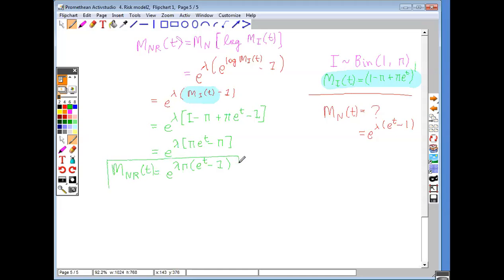So now I don't have any random variables, right? What does this look like? Anyone? Does this look similar to any of the MGFs? Poisson distribution. Poisson distribution with what parameters? Lambda into pi. Exactly right. So my N_R follows a Poisson distribution with the parameter lambda times pi.